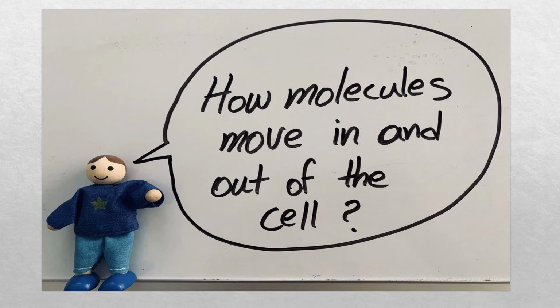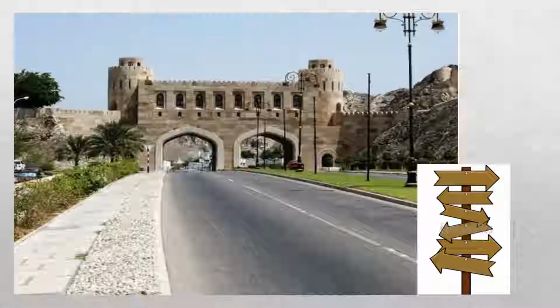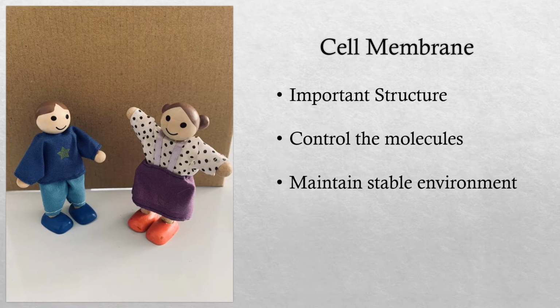Have you ever wondered how molecules move in and out of a cell? Or how a cell could control the molecules? All cells are required to interact with their environments. A very important structure for this that all cells contain is the cell membrane, controlling what goes in and out to maintain the stable environment inside the cells.